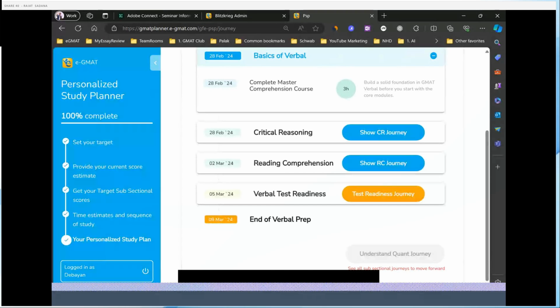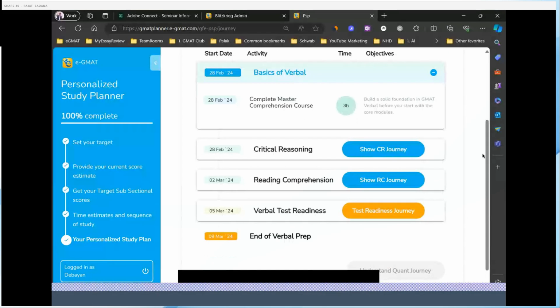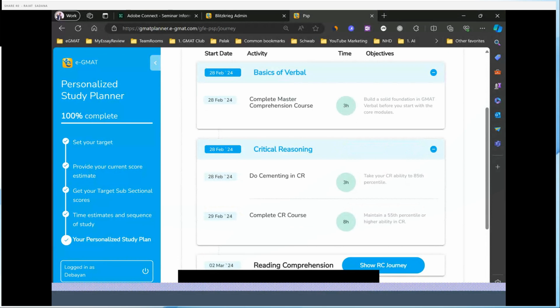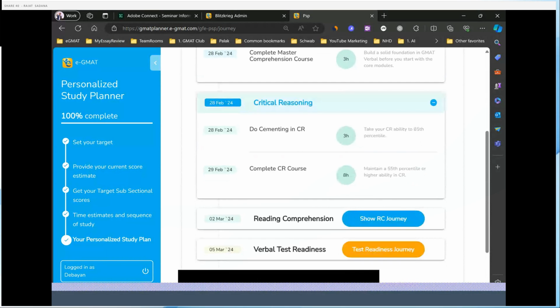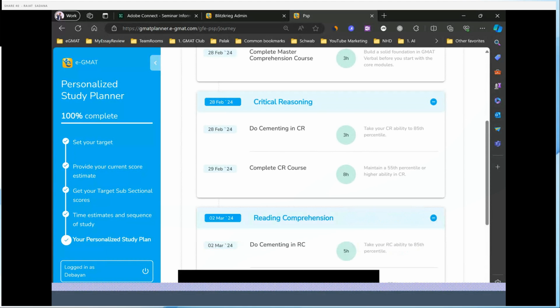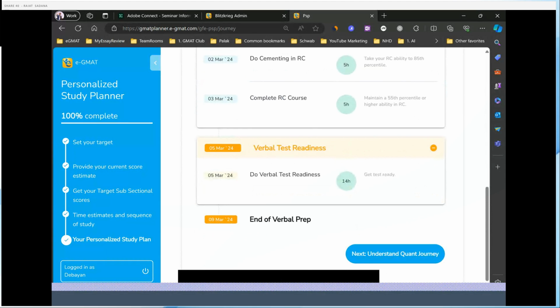So when you understand your verbal journey, on the verbal side, you're going to spend 2 to 3 hours doing master comprehension. You're going to do cementing, diagnose where your weakness is in cementing, and then just do those parts of the course here. The e-GMAT course is really modular. You can go just to those modules where you need help. Do the same thing with RC here, and the same thing with the test readiness. Again, since you're aiming for a high ability, you have about 14 hours to do test readiness just for verbal.